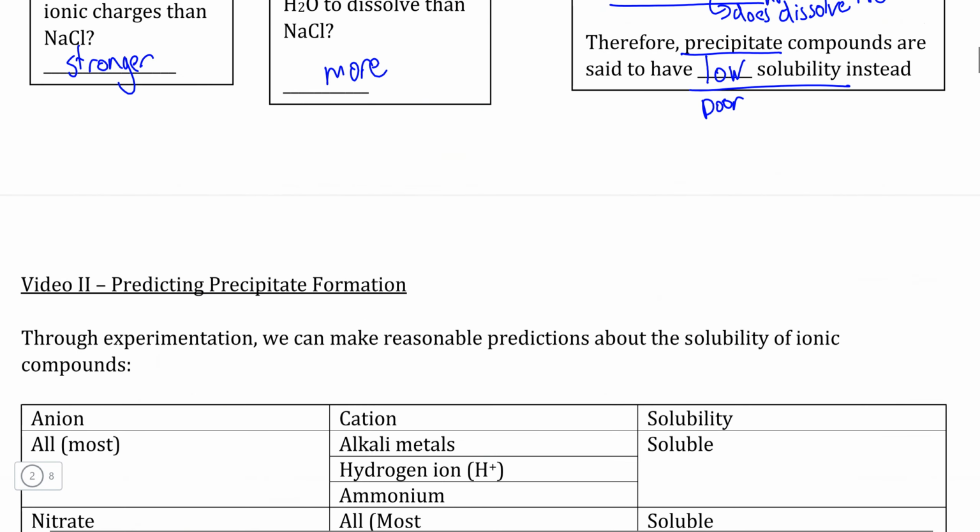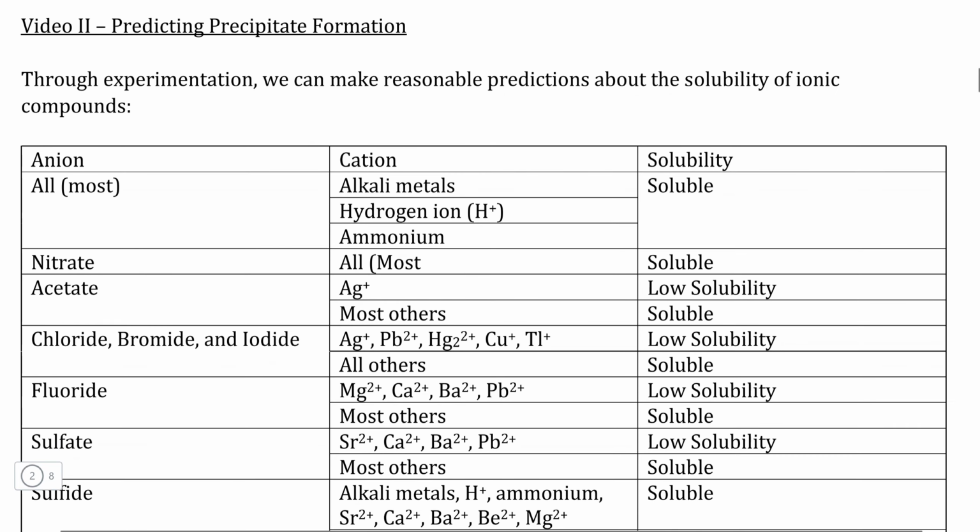In the next video, we're going to go over a set of rules that you can use in order to predict whether a precipitate forms or whether an ionic substance produced by a double displacement reaction is actually able to dissolve in water.